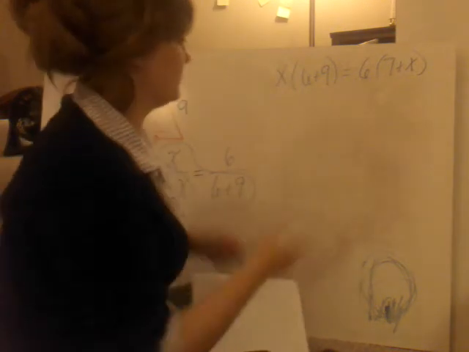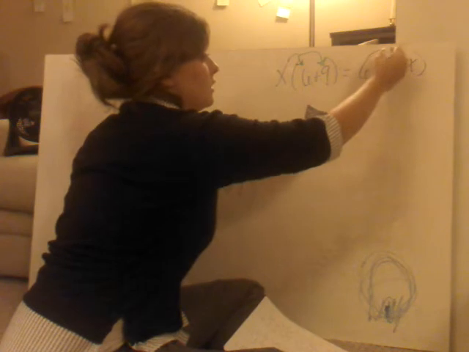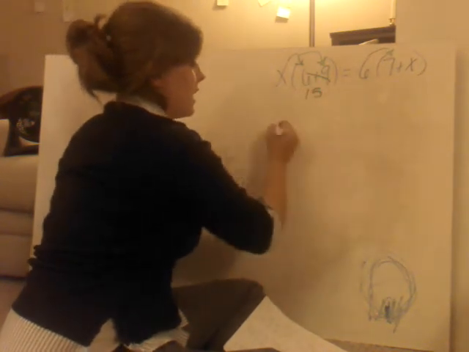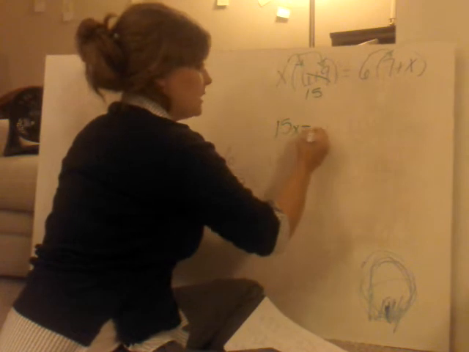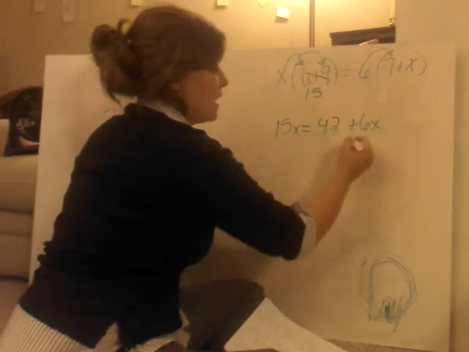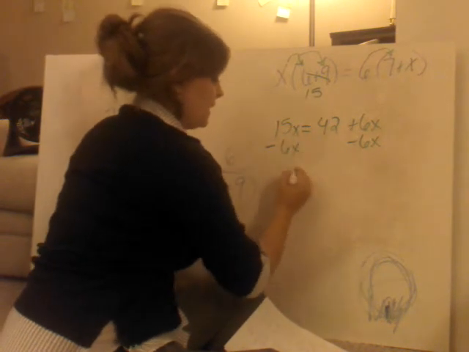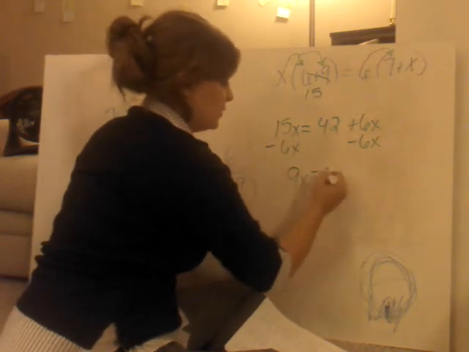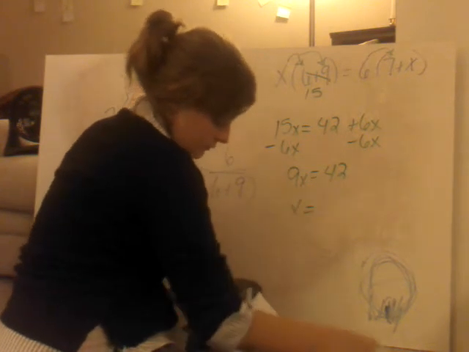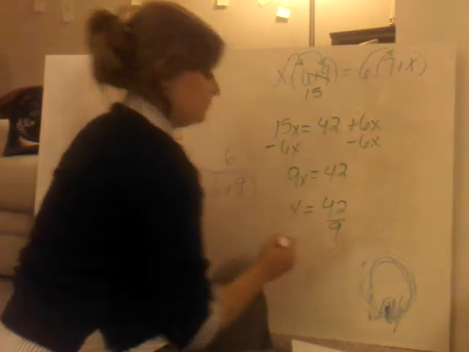Switching colors. I distribute. So this is actually 15. So I have 15x is equal to 42 plus 6x. I subtract 6x. I get 9x is equal to 42. X is equal to, just making sure, yep, 42 over 9.